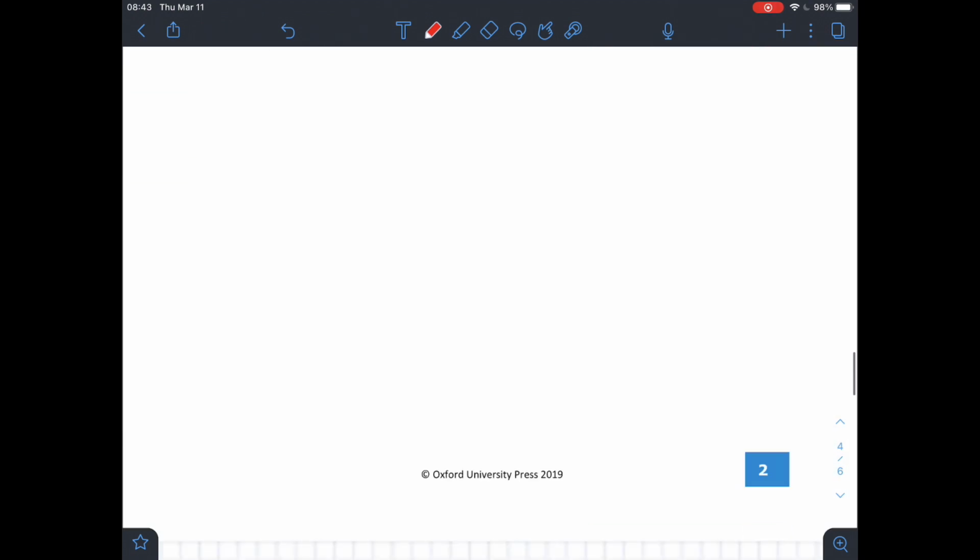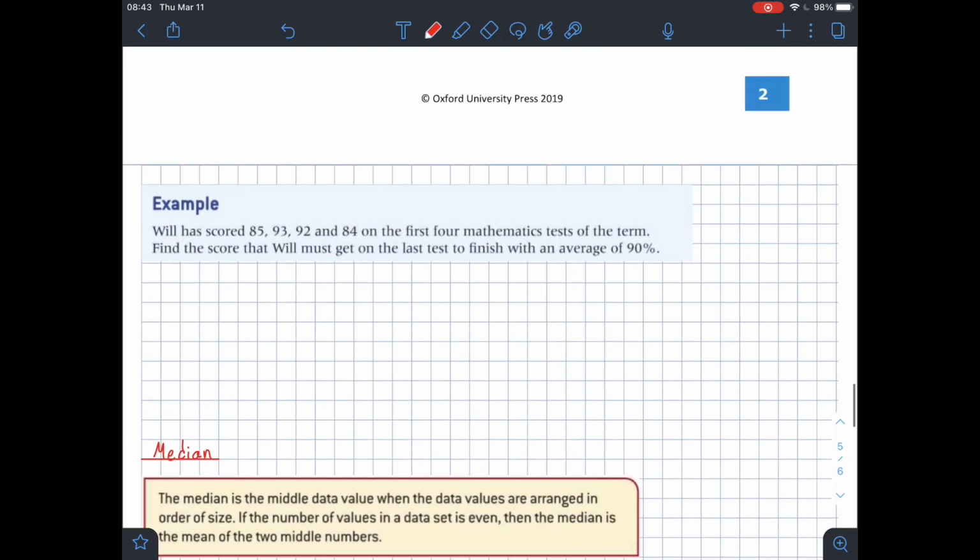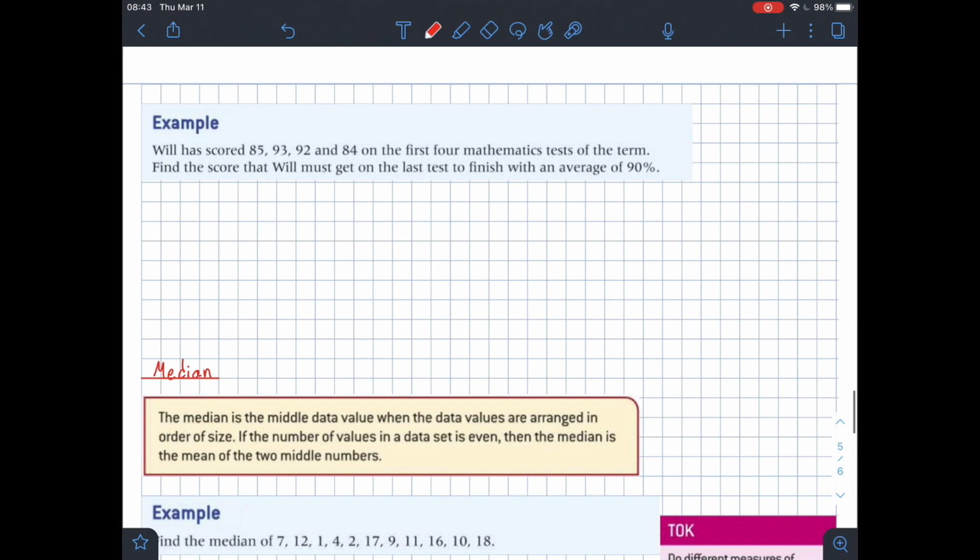Let's move on then to our, there's another example for mean before we actually move on to median. It says, Will has scored 85, 93, 92, and 84 on the first 4 mathematic tests of the term. Find the score that Will must get on the last test to finish with an average of 90%. Remember that average is a synonym for mean, okay? If you see average, you should automatically think about mean.